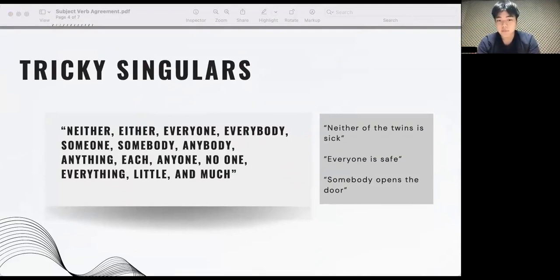Looking at the first example, neither of the twins is sick. Even though twins here is plural, and it may feel uncomfortable to follow it up with a singular verb is, we must note that neither present at the start of the sentence makes the subject singular. Basically, the thing to know here about tricky singulars is that the subject of the sentence does not necessarily have to have a count of 1 to be considered singular.